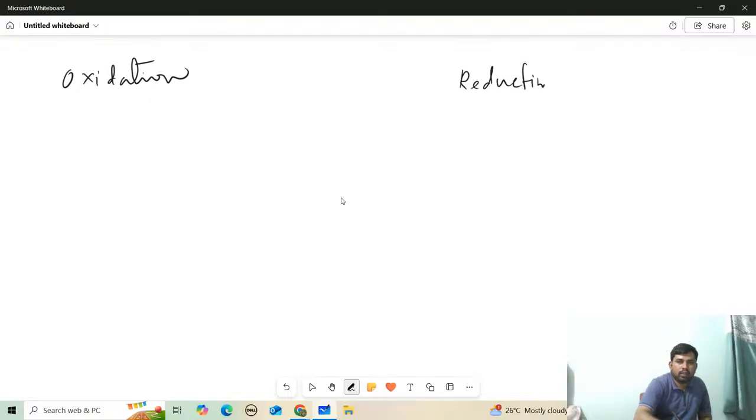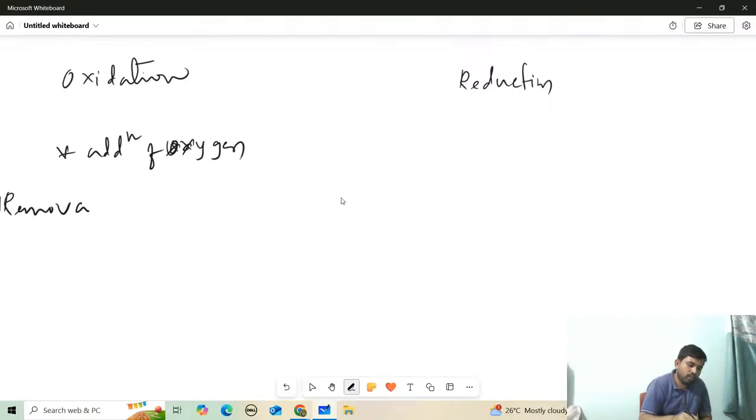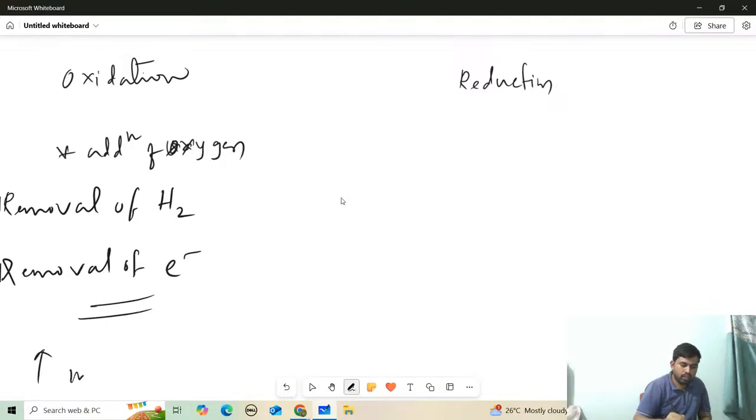Now let's discuss oxidation. There are two processes: oxidation, and one more called reduction. What do we mean by oxidation? Addition of oxygen, or removal of hydrogen, or removal of electrons, or increase in charge. These are oxidation.